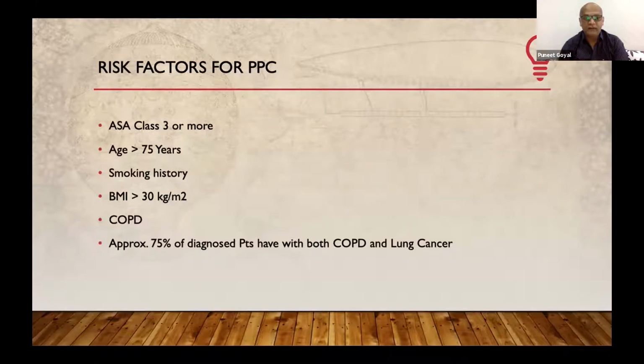What are the risk factors? First thing is ASA class of the patient, if it is class 3 or more, age more than 75 years, history of smoking, high BMI, presence of COPD. One should remember that most of the patients will have a history of smoking and COPD in common. And the literature suggests that 75% of the diagnosed patients will have both COPD and lung cancer. So if the patient is coming for pneumonectomy for carcinoma lung, you have to deal with the problems of COPD also along with that. So double issues.